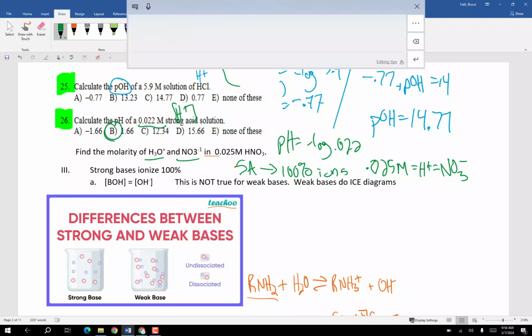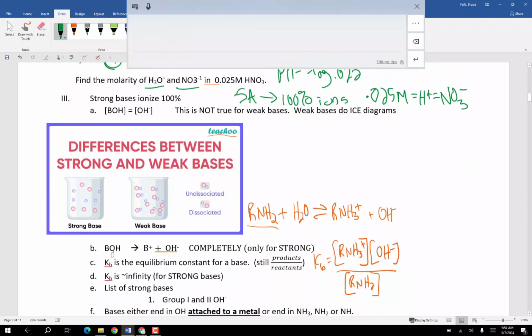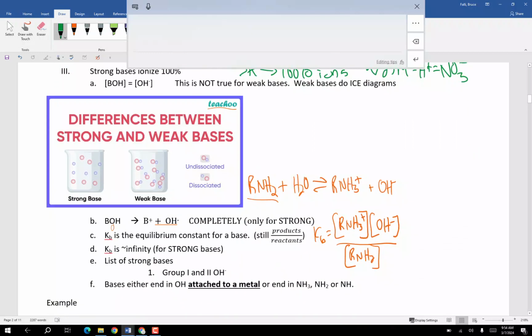This is not true for weak bases. Weak bases do ice diagrams, which is a later lecture. Most typical bases in AP chemistry is RNH2. R stands for the rest of the molecule. Okay. But it's going to be an RNH2 plus water or plus something, and it's going to turn to RNH3 positive plus OH negative. Okay, so this will do 100% completely for strong.